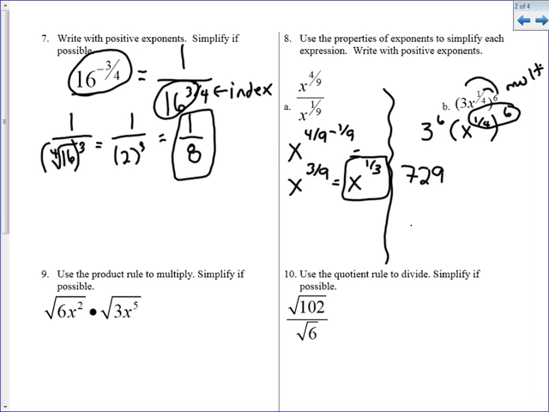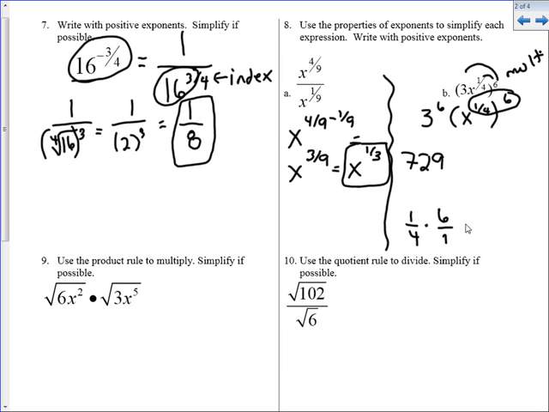So I'm going to work mine out on the bottom because I'm running out of space. 1/4 and multiply it by 6. I would absolutely put the 6 over 1. And then you can either multiply straight across and simplify, or I would simplify first. I have a common factor to 6 and 4 that I can divide out right here. Divide out 2 from each of them. So I have 1 times 3 is 3, and 2 times 1 is 2. So I have 729x to the 3.